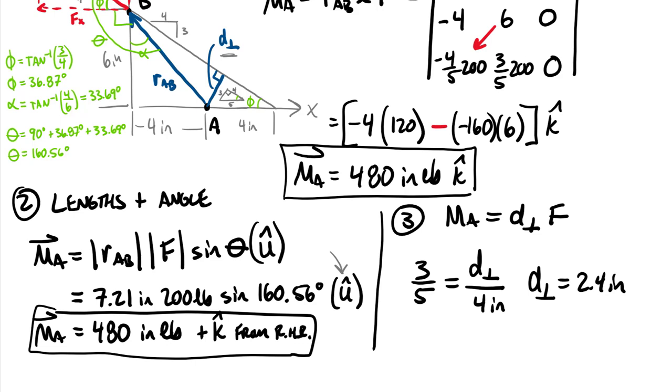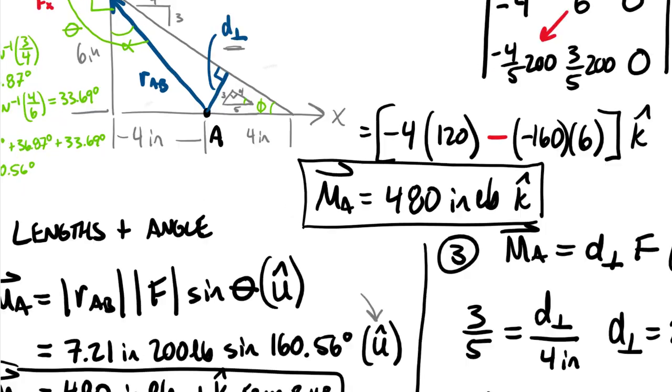Now I do need to add here, if I'm solving for the moment vector, we still have to have this u hat added in or multiplied into our scalar. And so of course, 2.4 times 200 gives me a moment about point A also equal to 480 inch pounds. And again, the sign on this is going to come from observation. Okay, so same justification we used for the previous one.